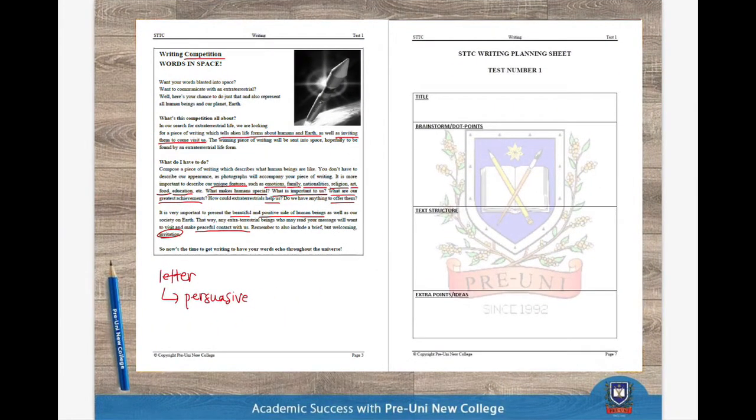Okay, so on the next page, we've got a planning sheet. This is what your planning section will look like, and we will fill it out together in the next slide.